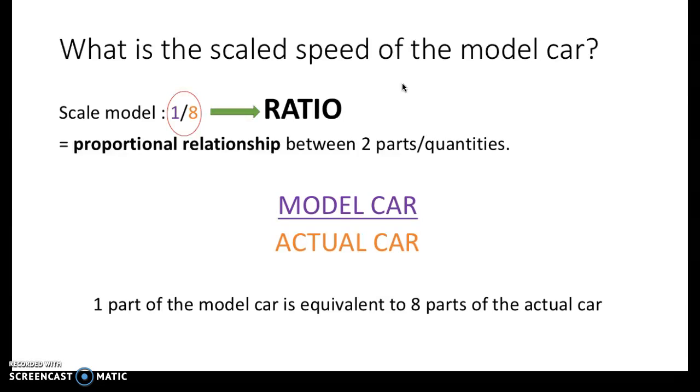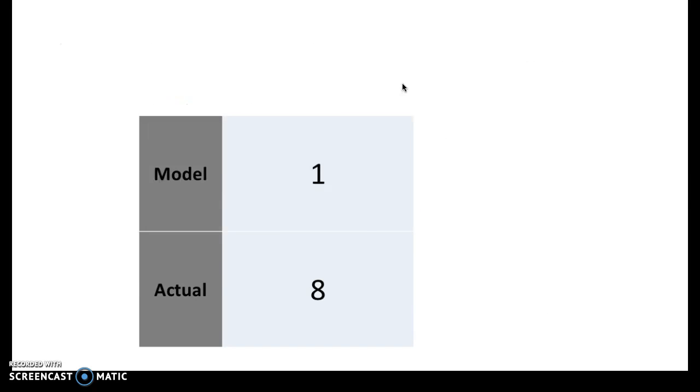So what is 1/8? It's actually a ratio. In other terms, it's a proportional relationship between two parts. Here, the model car over the actual car. And if we put that into English terms, we've got one part of the model car is equivalent to 8 parts of the actual car, or is related to 8 parts of the actual car.